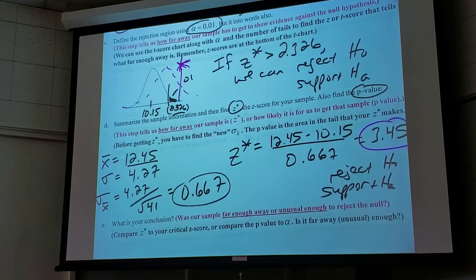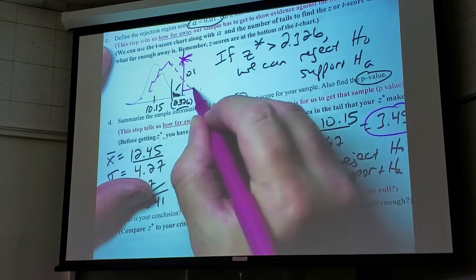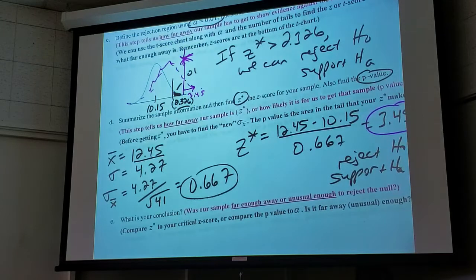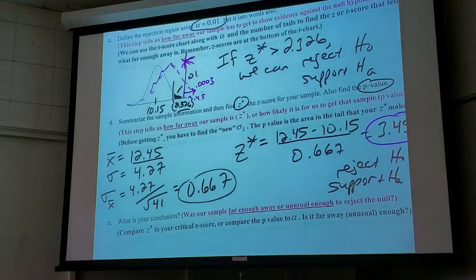Now, what I want to know is, and don't worry about this, you're not going to have to draw the new picture because we don't know for sure, but what area is in this tail? What area is above 3.45? How do you find that? This is an old question. If you look up 3.45 in your z-score chart, won't you find the area below? Then can you find the area above? .0003. That sounds right. Does that look right to everybody else? You see that? That is the p-value.